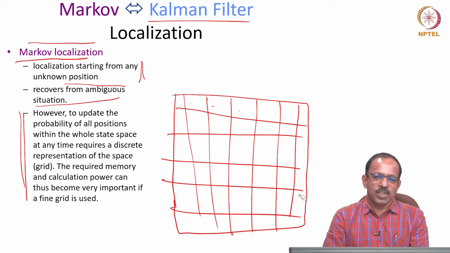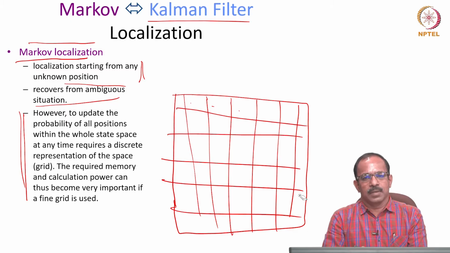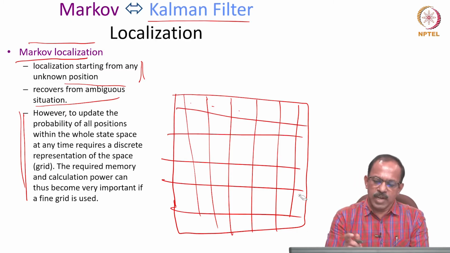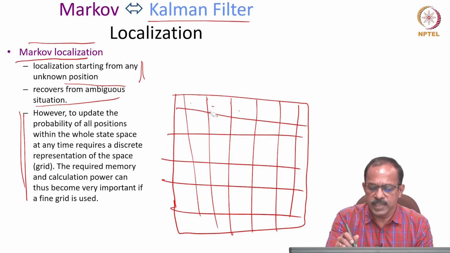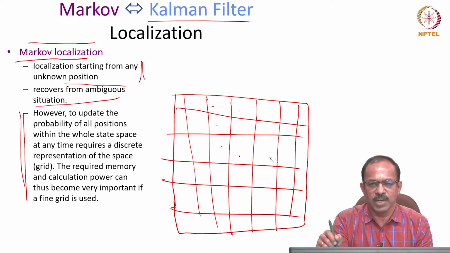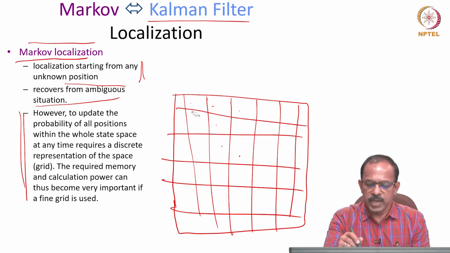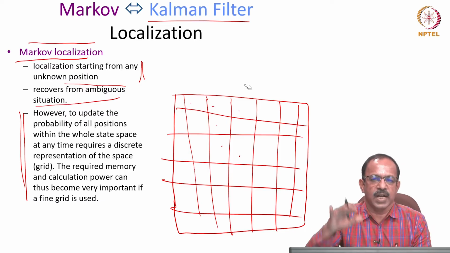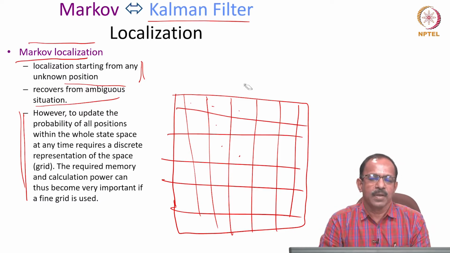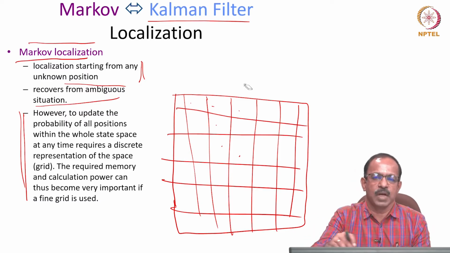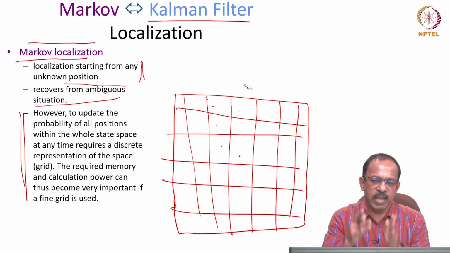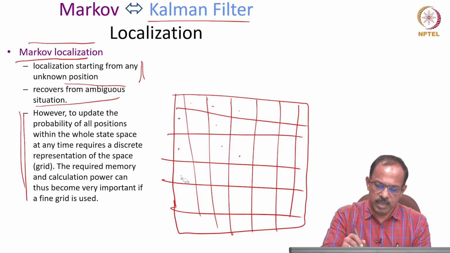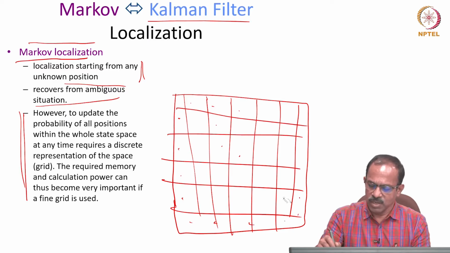Now, the robot is given a control input ut. Based on that control input, it will update the possibility that the robot is here, here, or here, whatever it is. So, it will update the probability of all the grids once the robot starts moving, and then it will look at which one has the highest probability. Based on that, it will find out the approximate position of the robot. So, at every instant, we need to update the probability of all the grids in this method.